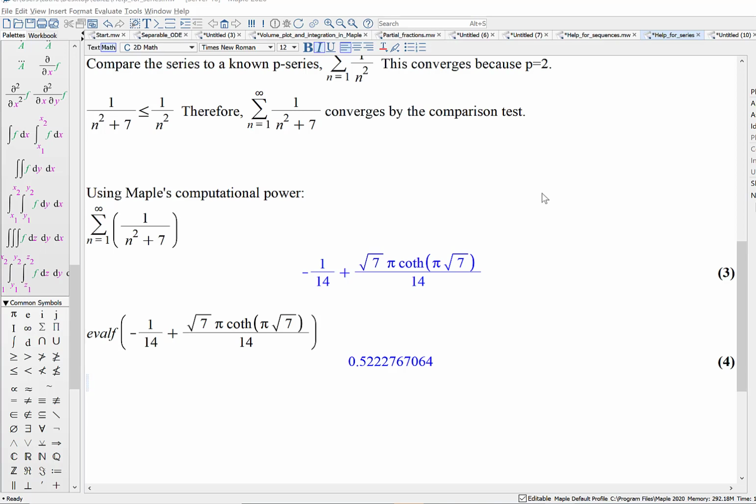We can also ask Maple to compute the value of the infinite sum, and if we do that, notice that I've replaced the upper limit here with the infinity sign, and I'm in math mode. Maple gives us the exact expression, and I can also use the evalf command to get an approximation, which turns out to be about 0.522.